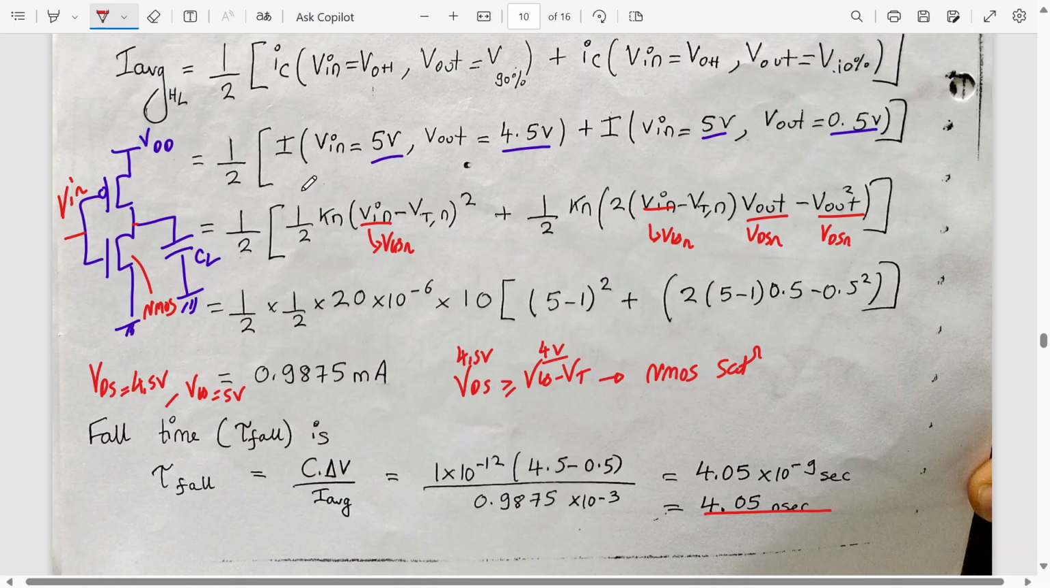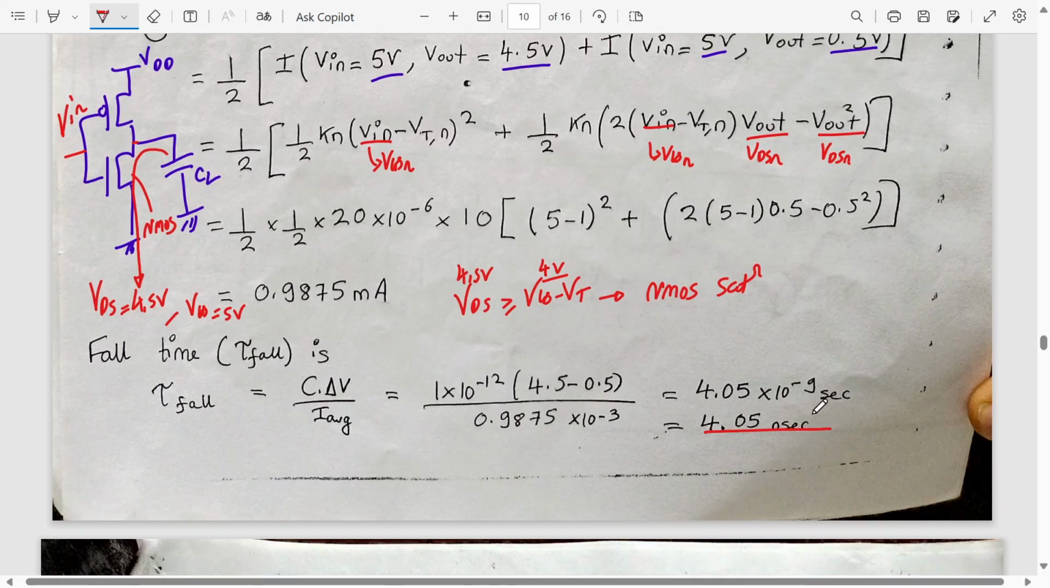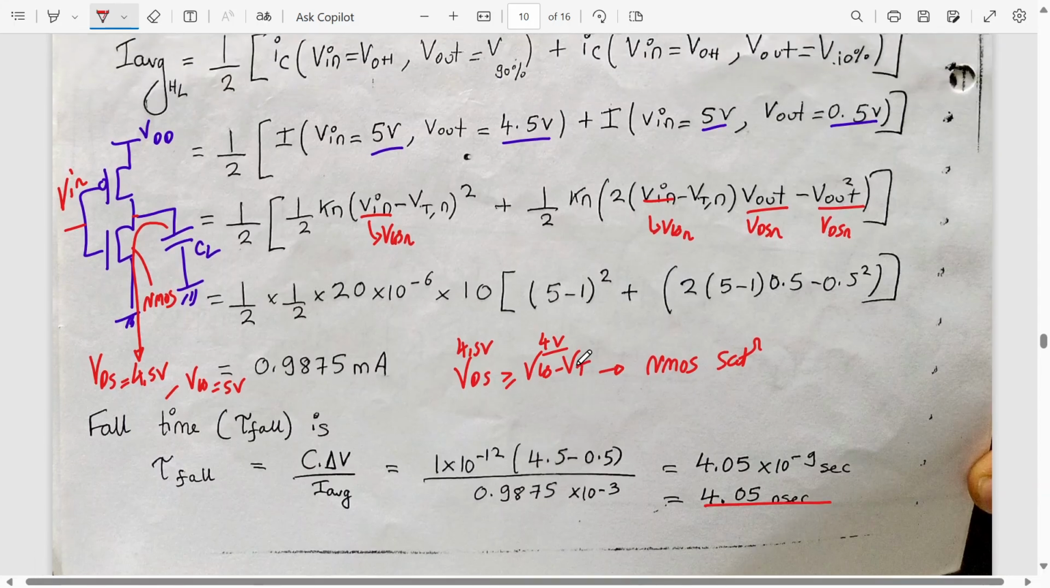Now why have we not considered a PMOS transistor? Obviously because this is the discharging phase. That's why we have considered only the NMOS transistor. If it was a charging phase, we would have considered the other case. Okay, got it? So this is how you got the answer 4.05 nanoseconds quickly.